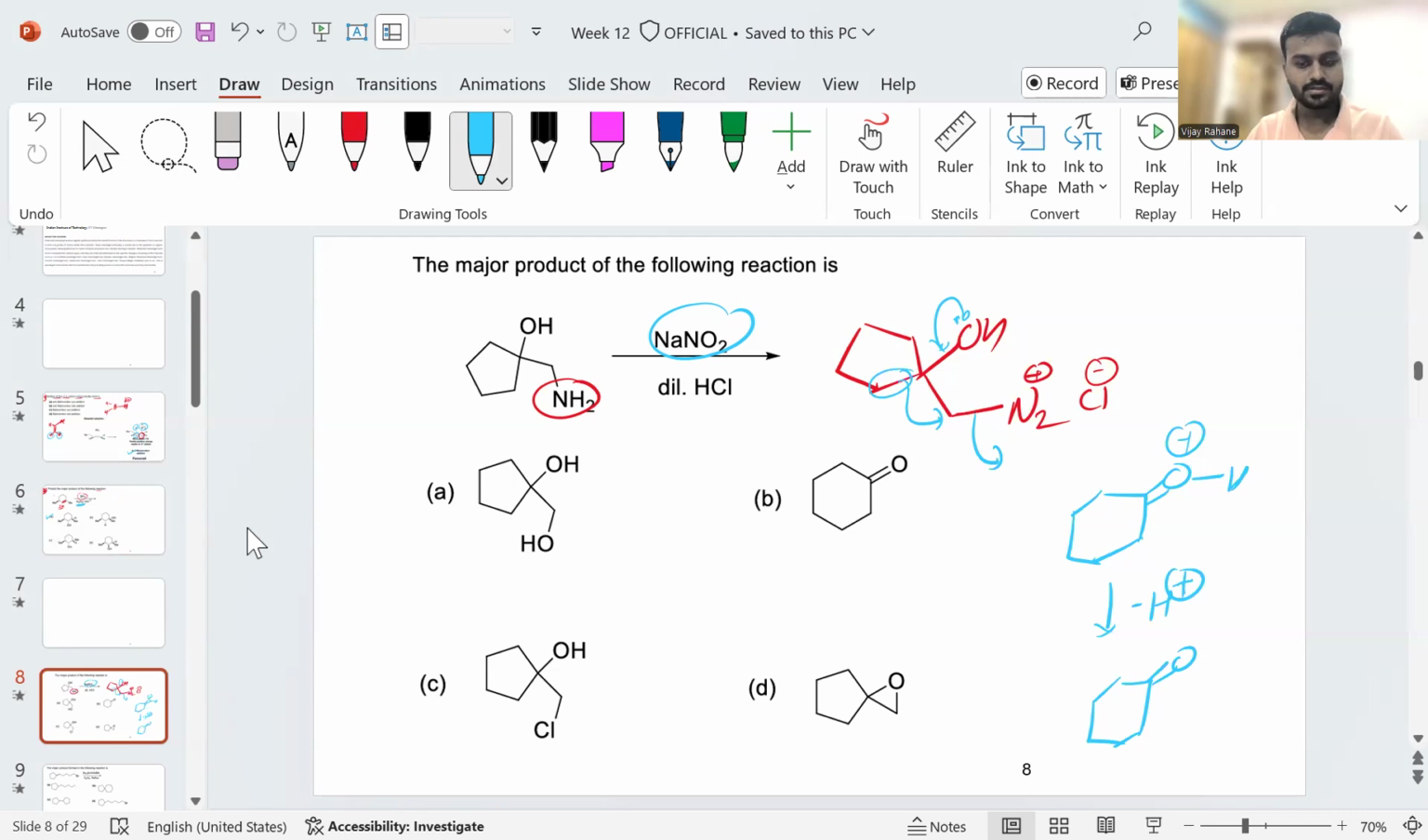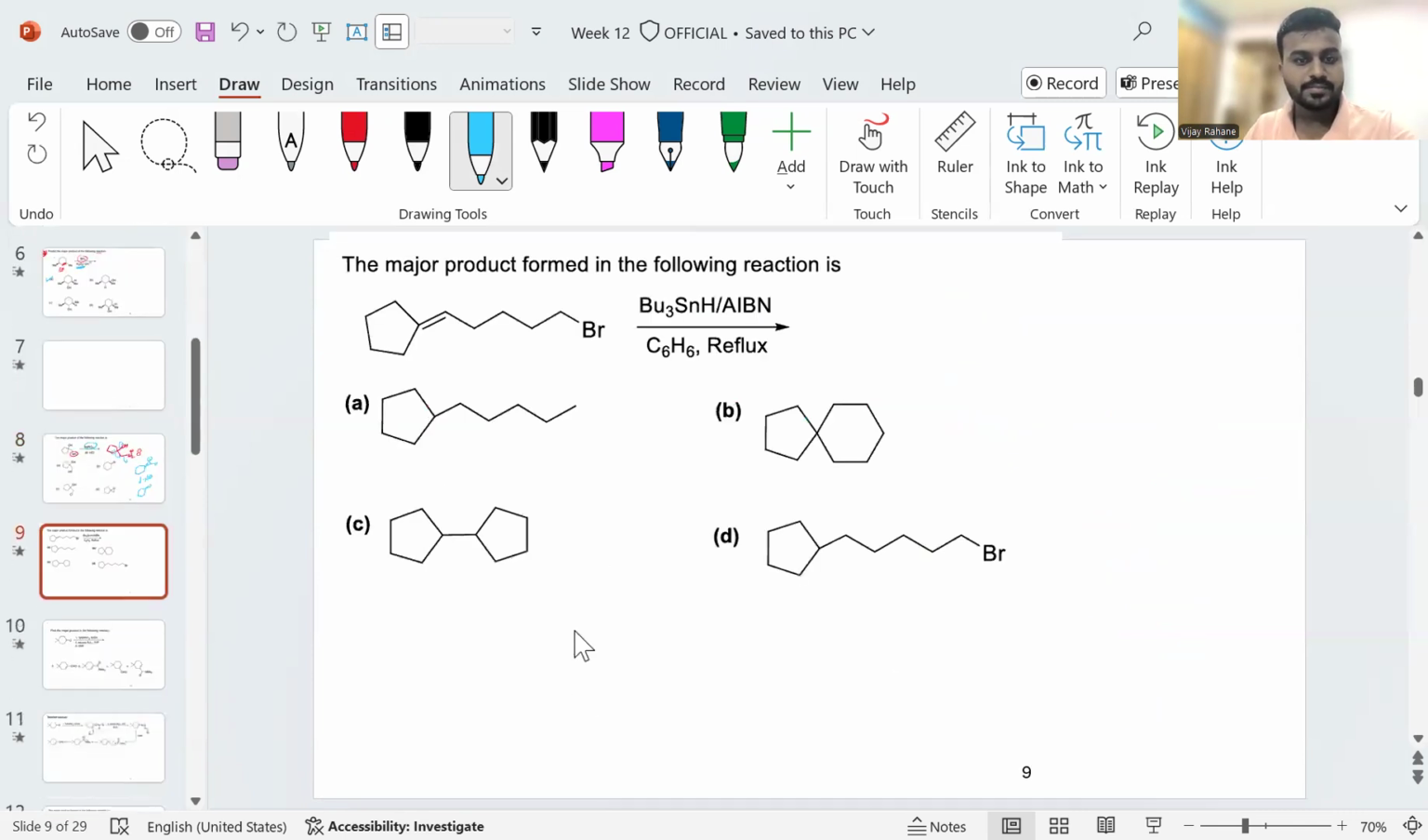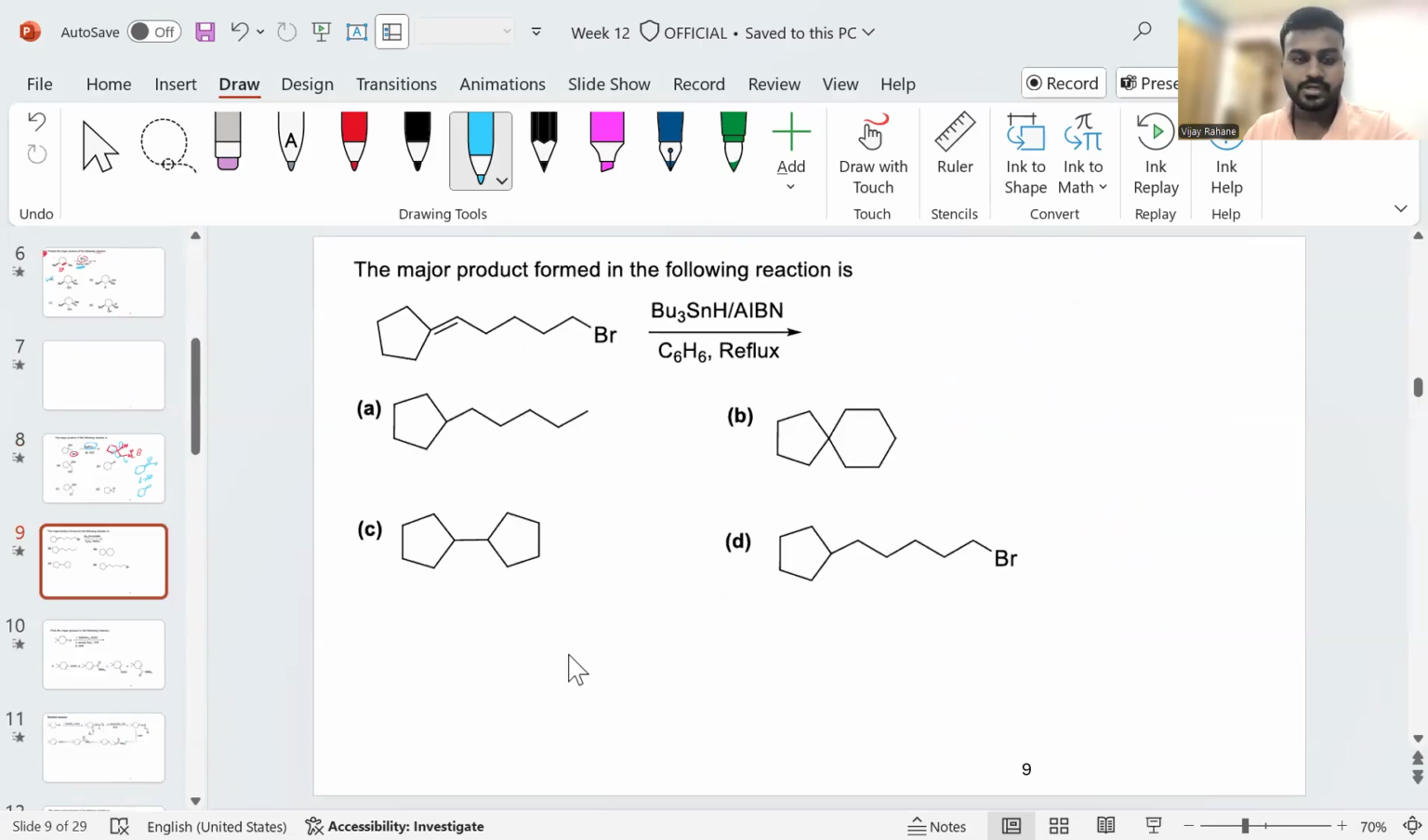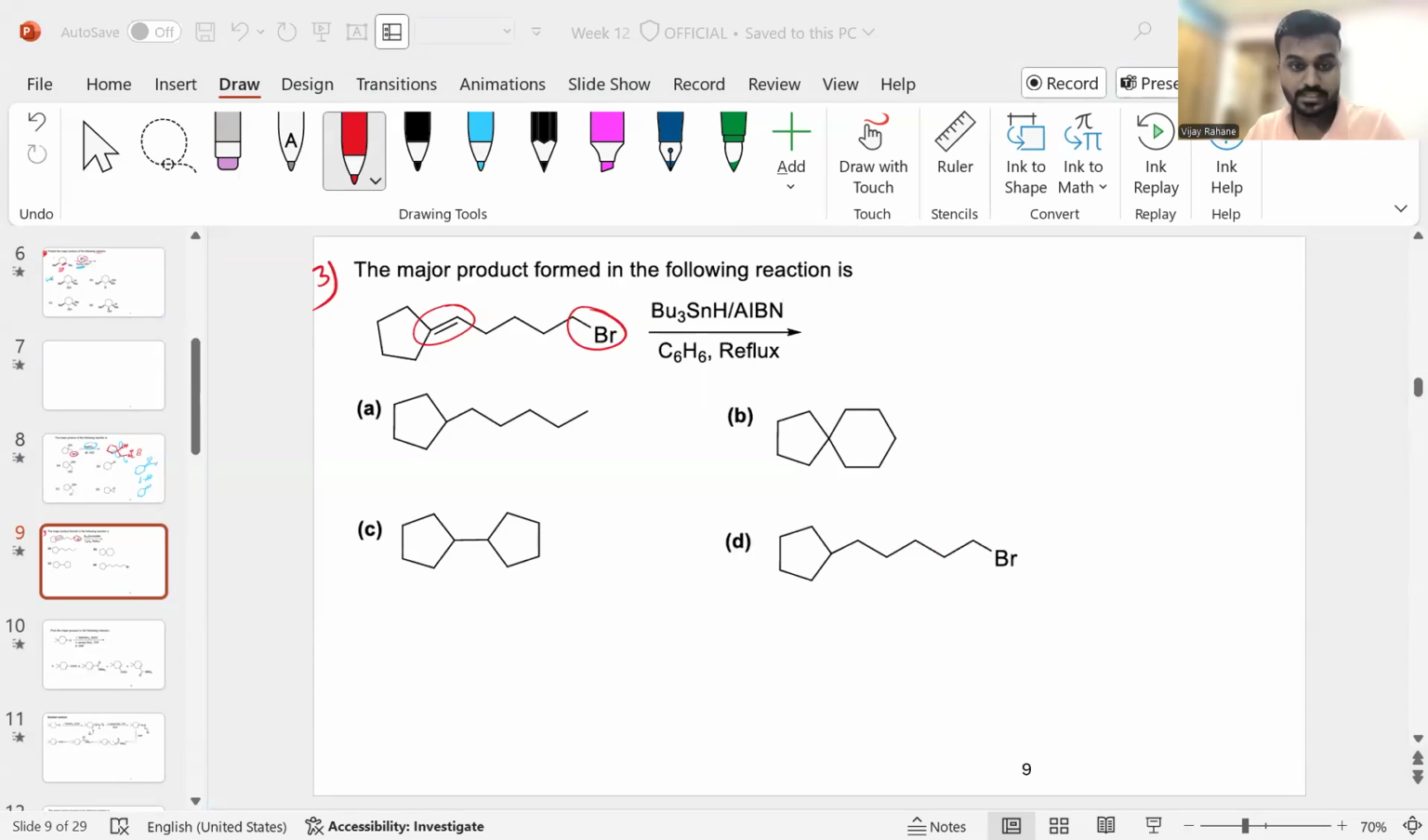Now the next question is the major product formed in the following reaction. If you look at the starting material of this reaction, it has the bromine and the exo-substituted double bond on the 5-membered ring. So this reaction involves, as the first step, radical formation because of the tri-butyl tin hydride and AIBN. So it forms the radical at this position.